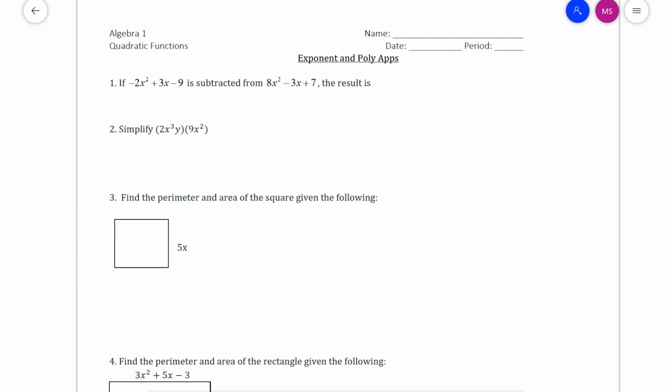Hi guys, this is your Exponent and Poly applications. Hopefully I can do this in one video. If not, there will be a part 2. So just going right into it.